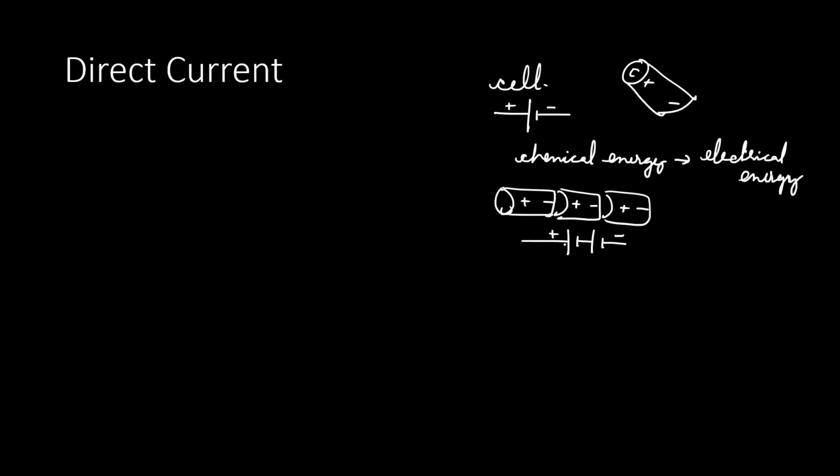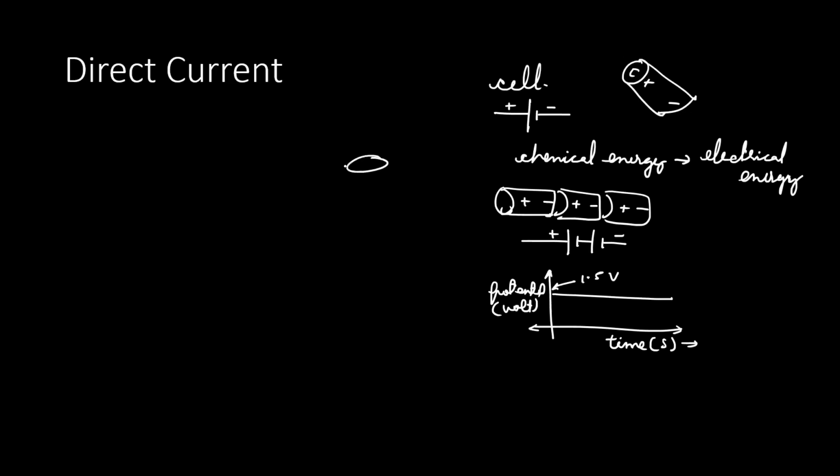From these cells, the current that we get is called direct current, because if you see, this is time, which is in seconds, and this is potential, which is measured in volt, we will see that in the second exercise. So that is constant. The potential will be constant. That potential can be, say, around 1.5 volt. It remains the same. That is why it is called direct current.